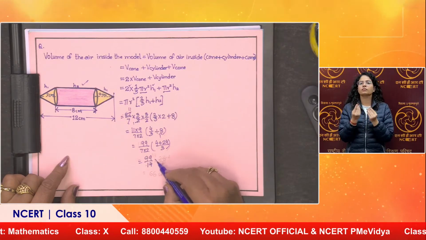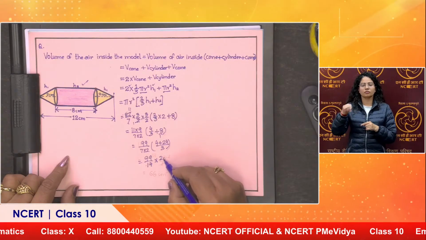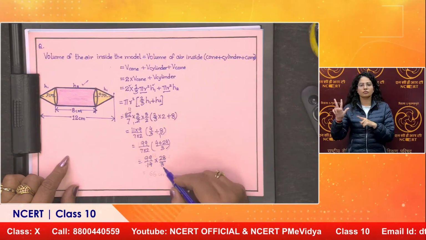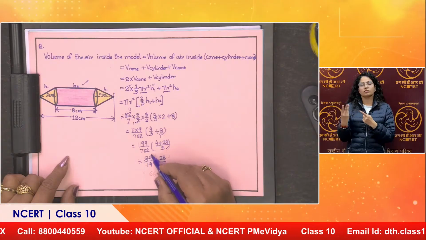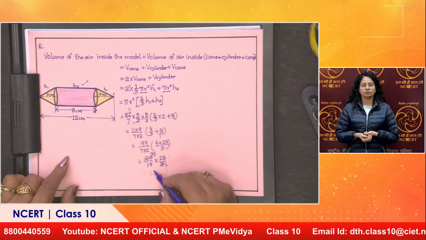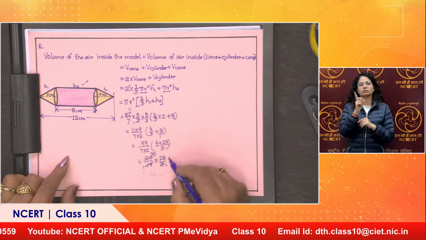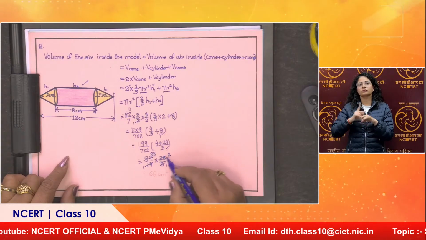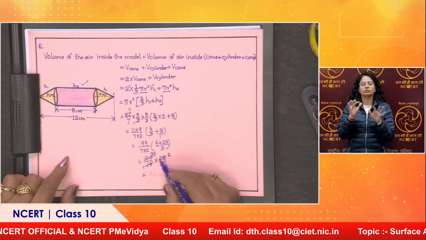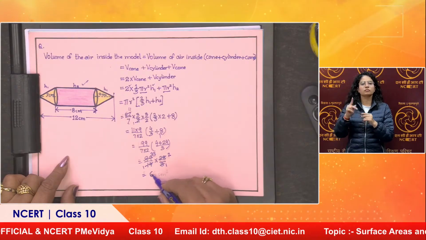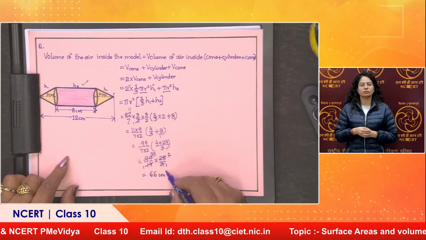I get here 99 upon 14 into 28 upon 3. 3 1s are and 3, 33 times is 99 and 14 2 times is 28. So what is the answer left with me? It is 33 into 2, that is 66 centimeter cube.